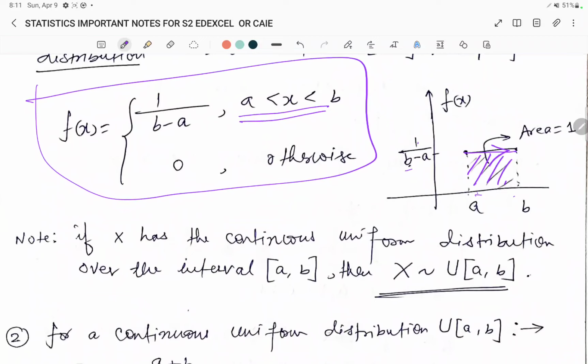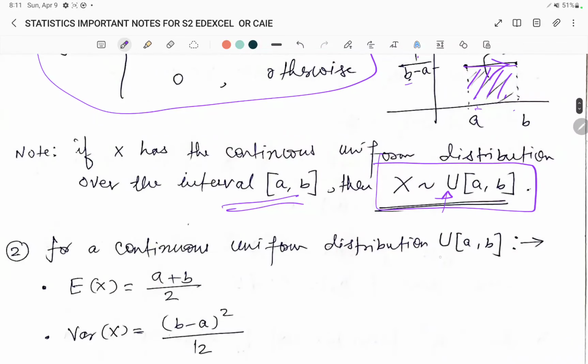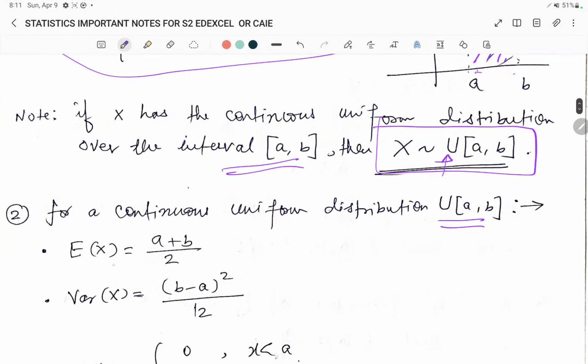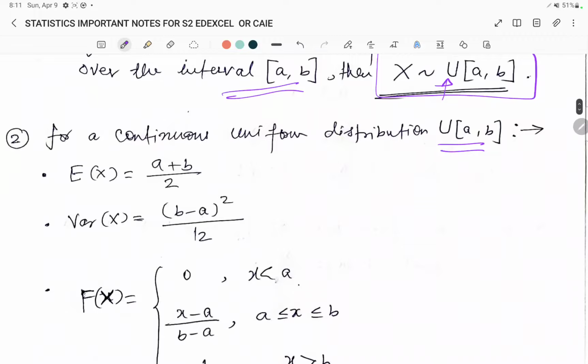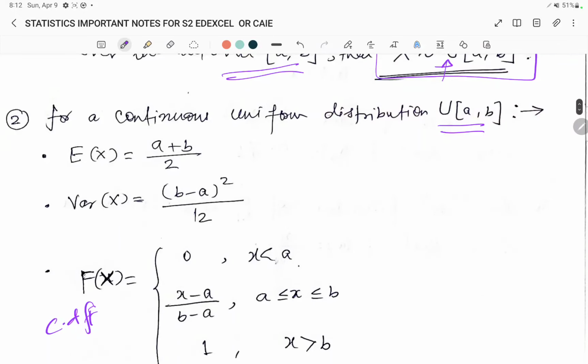If x has a continuous uniform distribution over the interval a to b, then this is represented as x tilde U of a, b, where U means continuous uniform distribution. Now E of x is a plus b by 2, variance is b minus a whole squared divided by 12, and the CDF is 0, x minus a over b minus a, and 1. Here it is directly written.